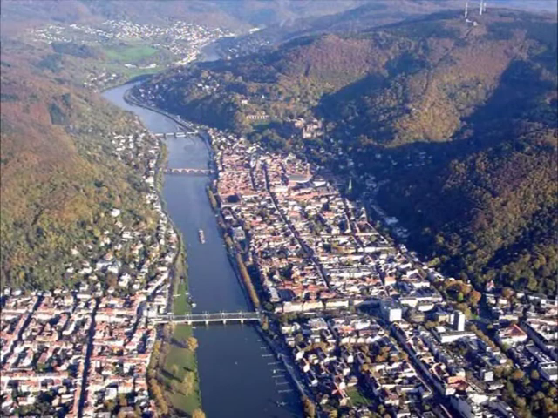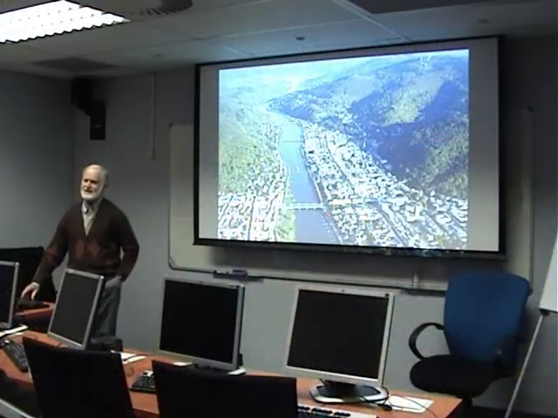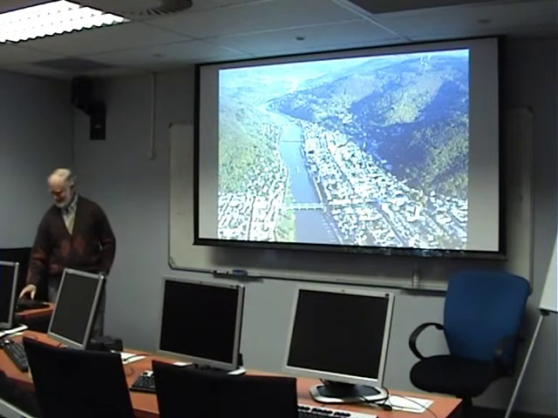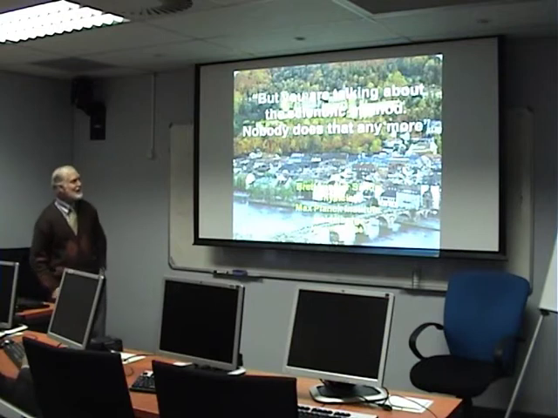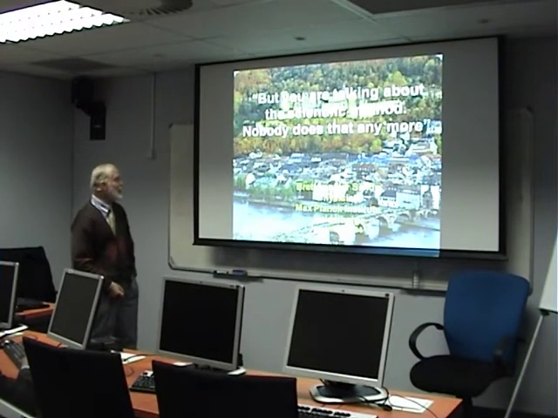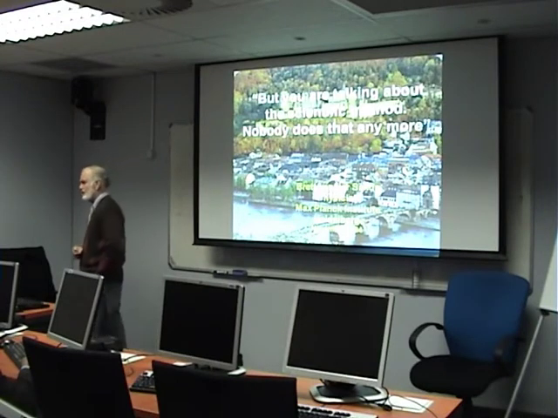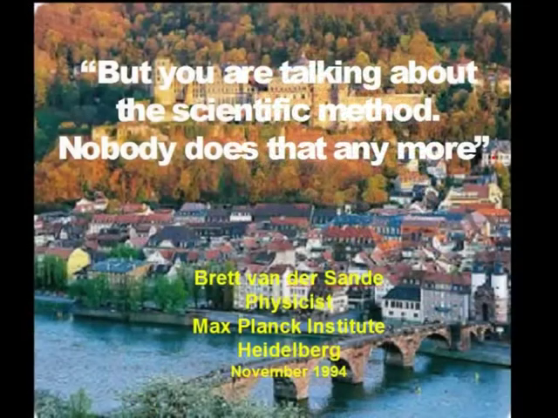I had a very uneasy feeling about what is really wrong in science. And my eyes were opened in 1994 when I was giving a series of lectures in Heidelberg in Germany. To one of my lectures, there was a physicist from the Max Planck Institute. And when he came to the question time afterwards, he shocked me. He said, "But you're talking about the scientific method. Nobody does that anymore." Now, I had known for a long time that there were vast numbers of scientists who were not using the scientific method. But what amazed me was to find a professional scientist admitting it. This opened my eyes and I thought, aha, now that's the big problem with science.